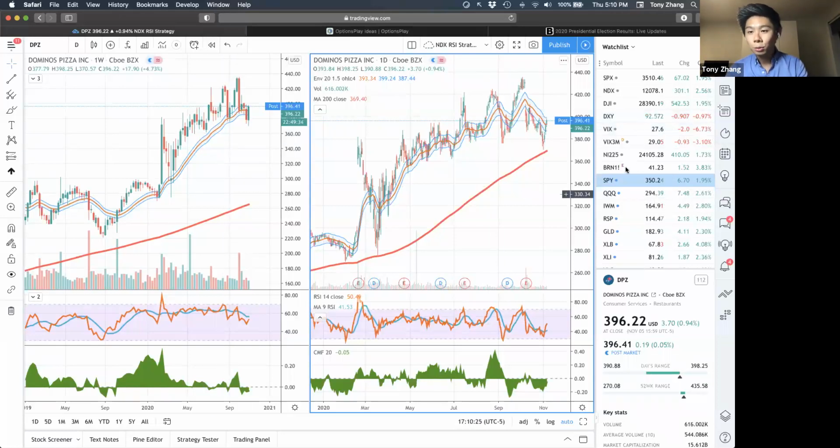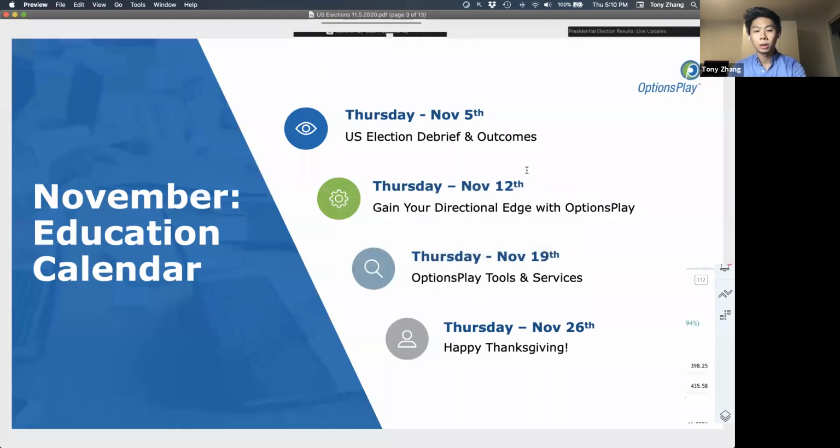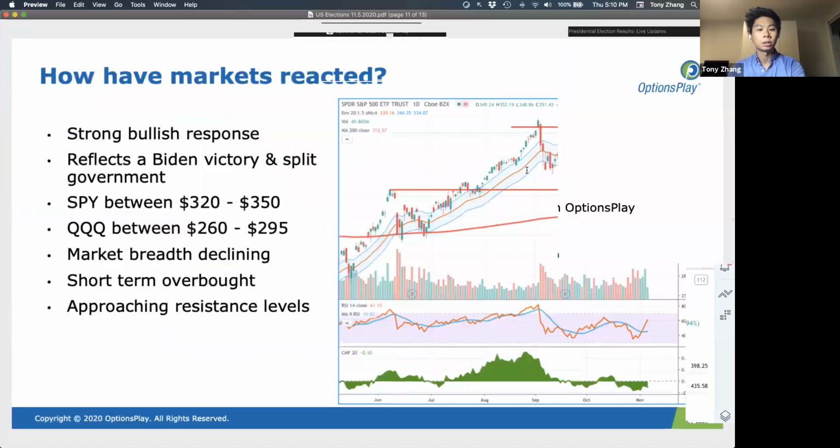What do you think about a possible pullback from profit taking tomorrow after excessive run-ups this week? I think the probability is fairly high, and I think that's exactly what I laid out here in this particular slide: you have declining market breadth, short term you have overbought conditions, and you've approached these resistance levels, which are 350 on SPY and 295 on QQQ. So I think you have a very possible profit taking tomorrow and a bit of a pullback here.